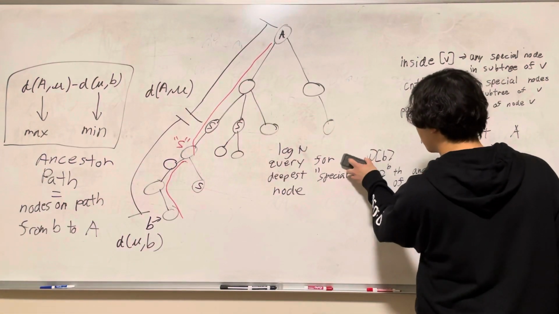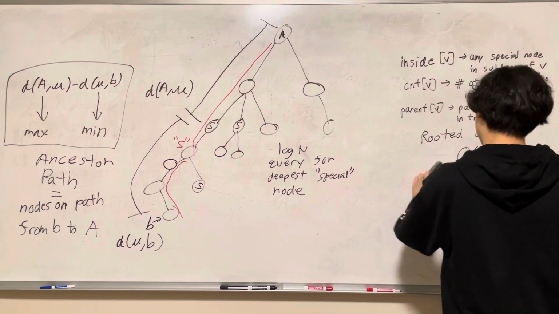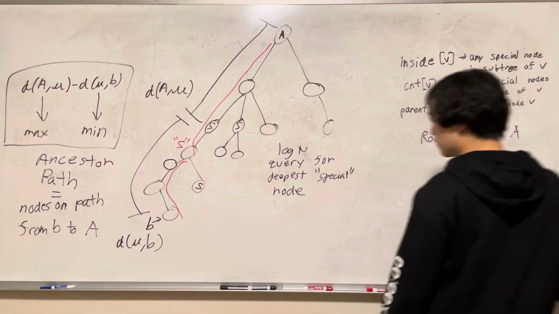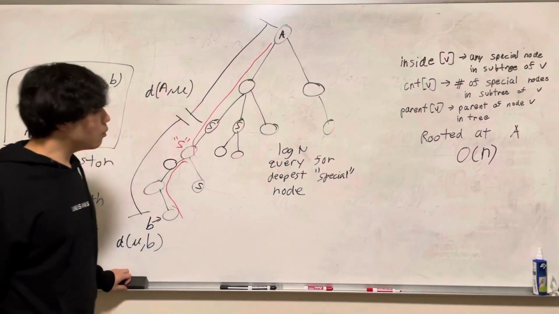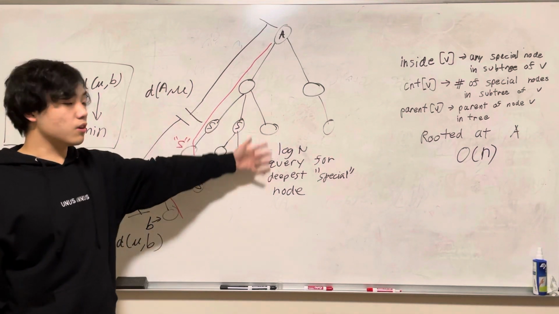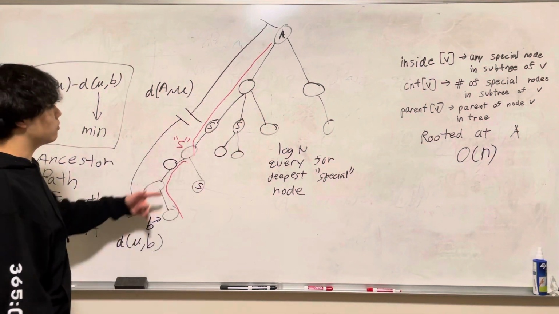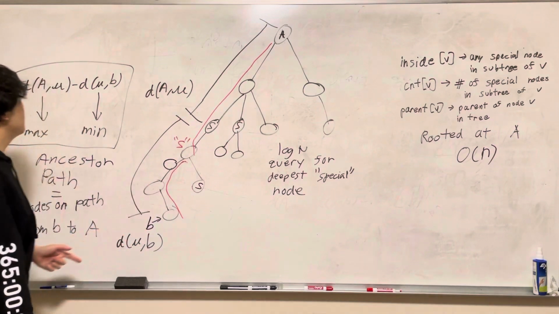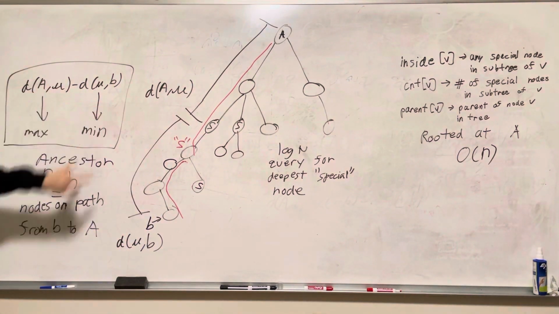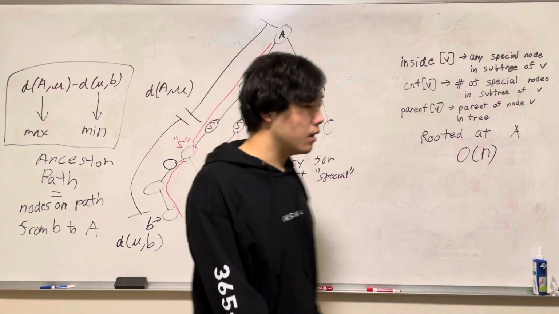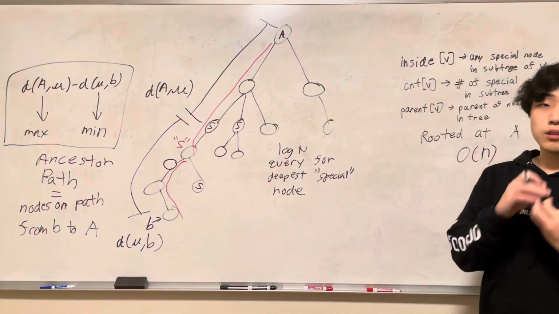Let me just erase this over here. And so once you find this, whatever node this is, we just simply check the distance from A to that node and then that node from B. And then that's also another possible answer. And so yeah, those are the 3 cases that we split this into.